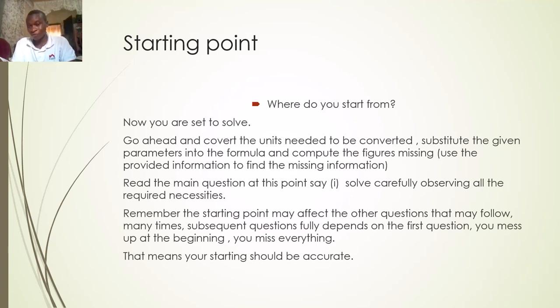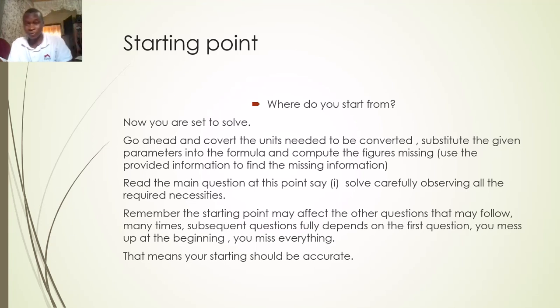So after writing the formula, begin to substitute the parameters that are given or anything that are needed. Then compute whatever is not given. Then read the main question. Now go to question Roman 1. Let's say Roman 1. Solve carefully and observe all the required necessities.